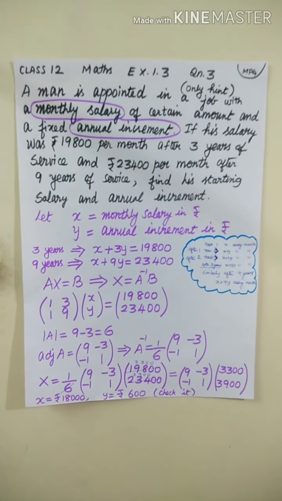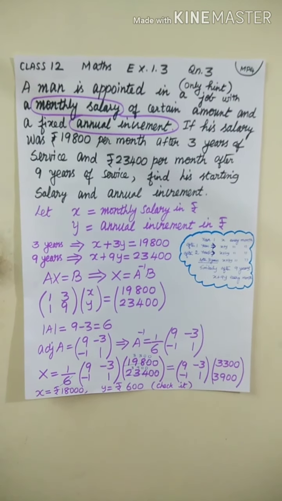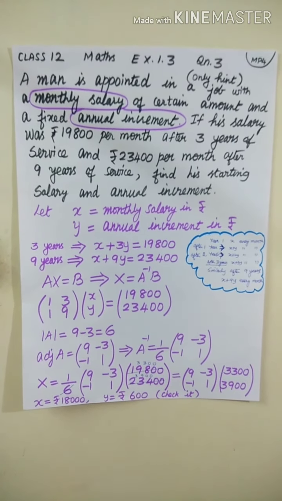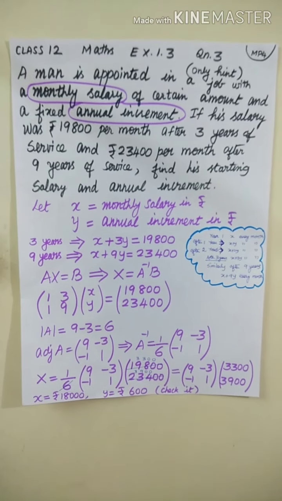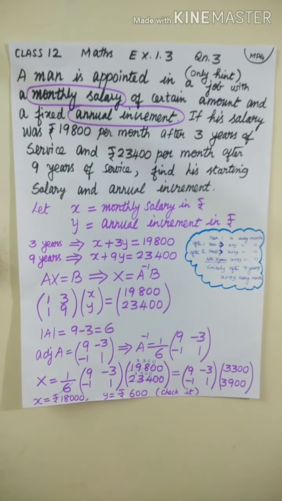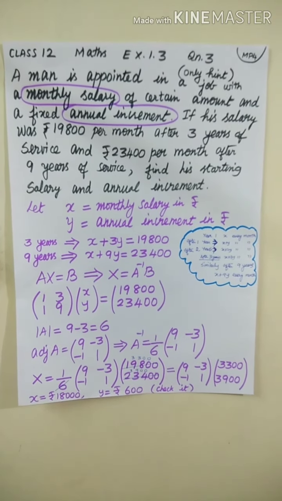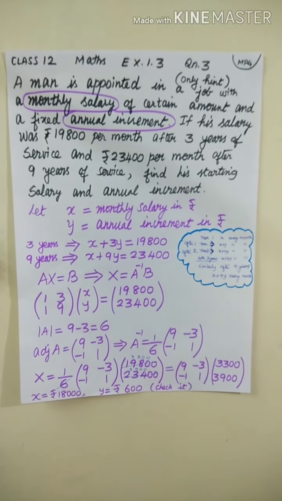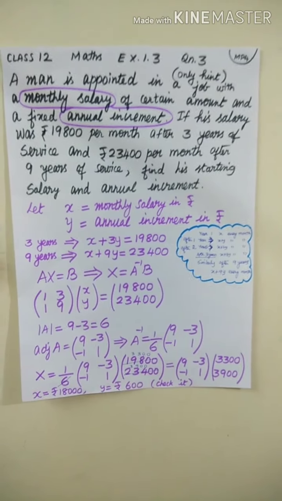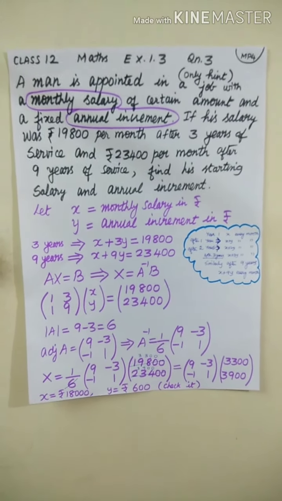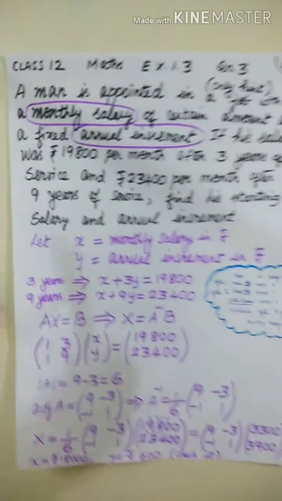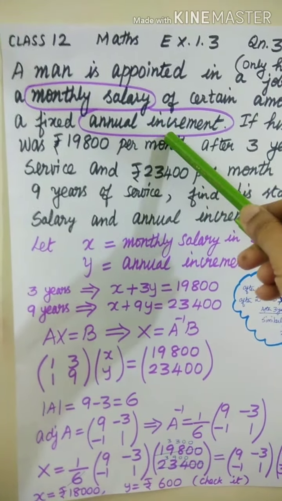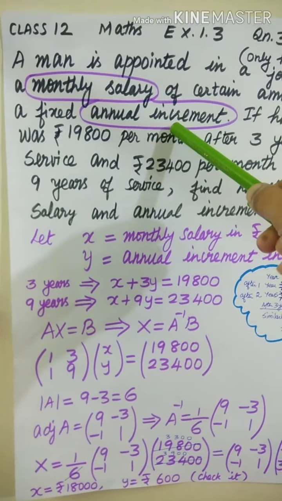Exercise 1.3, question number 3. A man is appointed in a job with a monthly salary of a certain amount and a fixed annual increment. If his salary was rupees 19,800 per month after 3 years of service and rupees 23,400 per month after 9 years of service, find his starting salary and annual increment. See what is all given in the question. Monthly salary is given and annual increment is given.